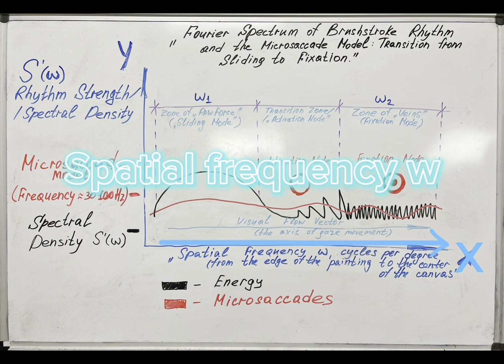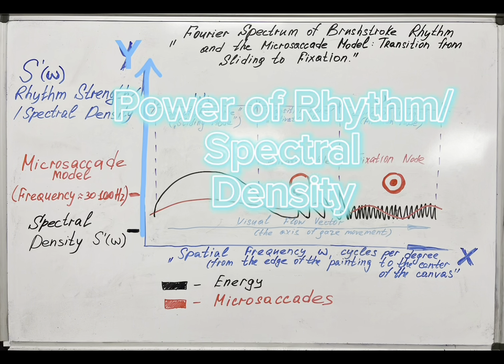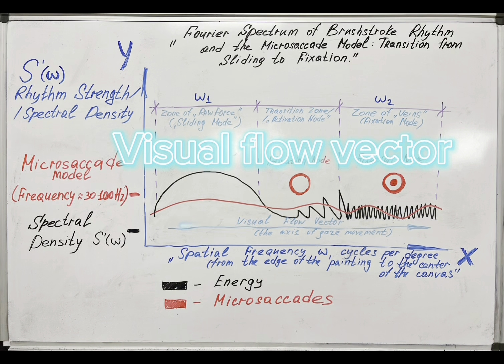Along the x-axis, the spatial frequency omega is plotted. It directly reflects the absolute density of the rhythmic structures along the path of the gaze movement, tracking from the edge of the canvas straight to its very center. Along the y-axis, the pure power of the rhythm is lock-sealed, the spectral density. The blue horizontal arrow defines the exact vector of the visual stream. This is the explicit track of your pupil's gliding movement, the calculated route of attentional acceleration.